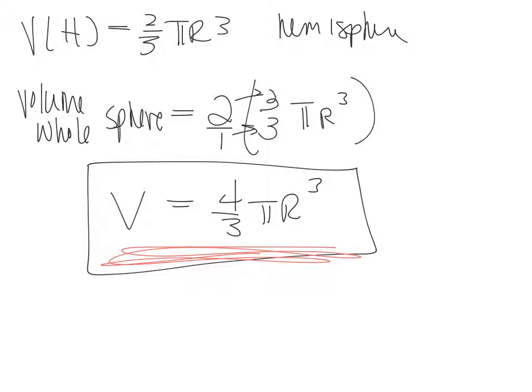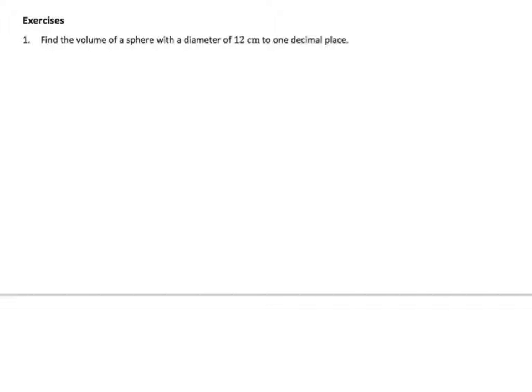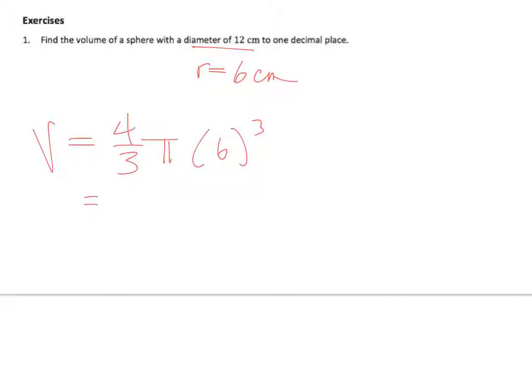Good job. So find the volume of a sphere with a diameter of 12 centimeters to 1 decimal place. So if my diameter is 12 centimeters, my radius is 6 centimeters. Volume, we just did it. 4/3 pi r cubed. I don't know what 6 cubed is off the top of my head.